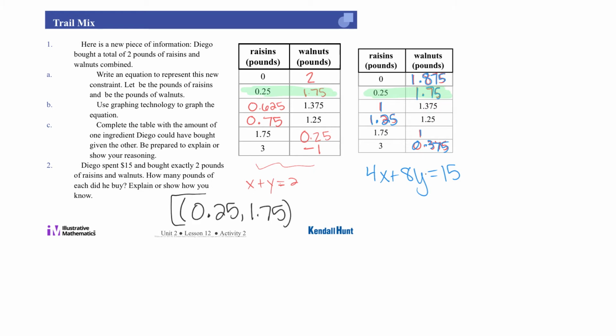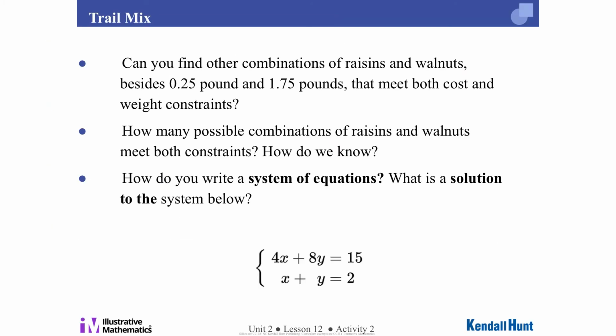This solution would satisfy both equations, and also if these were graphed on the same coordinate plane, it would just display where each of these graphs would actually end up meeting at that 0.25, 1.75 coordinate. So my question for you is, can you find another combination of raisins and walnuts besides 0.25 pounds and 1.75 pounds that meet both cost and weight constraints? The correct answer would be no, that is not possible.